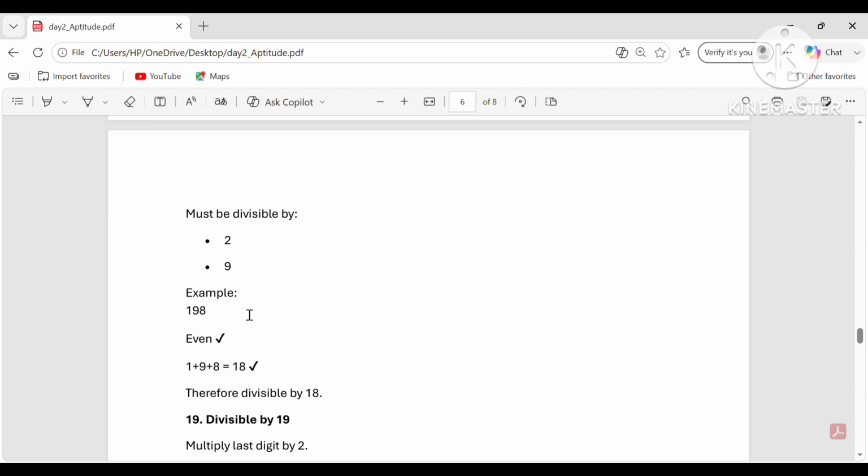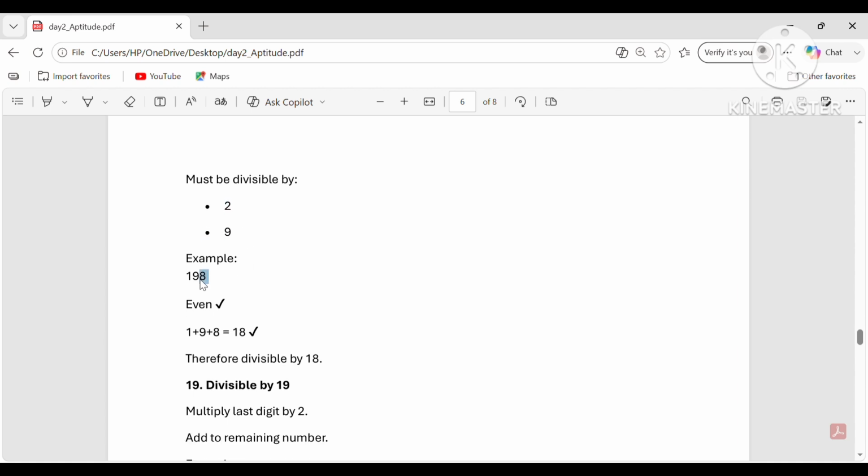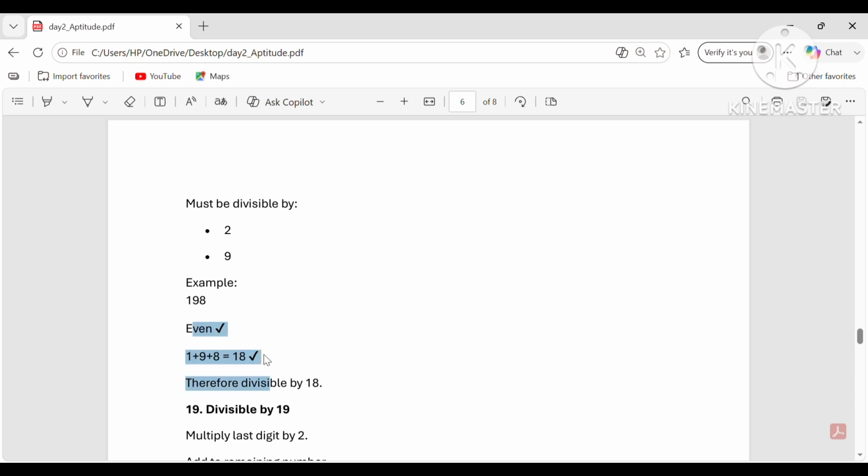And coming to divisibility by 16, check the last 4 digits. We need to check the last 4 digits. For example, 1008, 63. Therefore divisibility by 16. So I think we need to check this 16 divisibility thoroughly. Why? Because there is no shortcut to it.